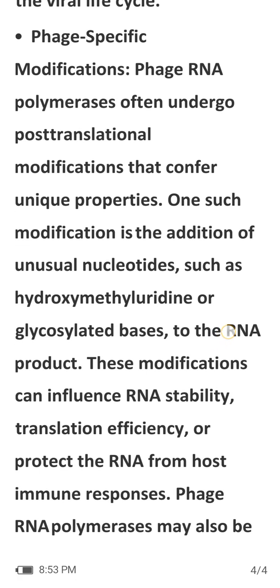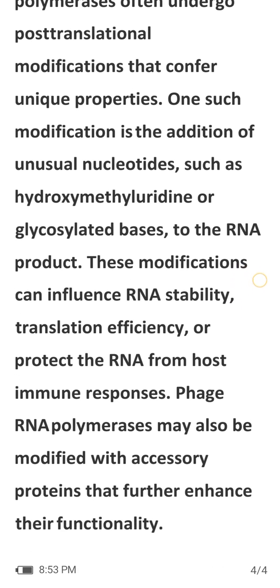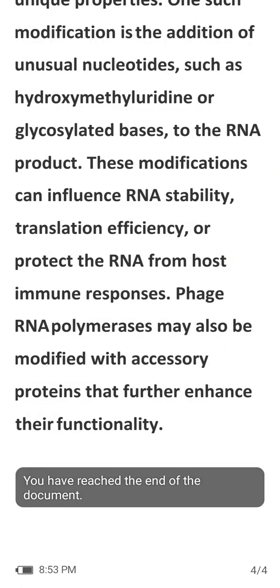Then phage-specific modifications. Phage RNA polymerases often undergo post-translational modifications that confer unique properties. One such modification is the addition of unusual nucleotides such as hydroxymethyluridine or glycosylated bases to the RNA product. These modifications can influence RNA stability, translation efficiency, or protect the RNA from host immune response. Phage RNA polymerase may also be modified with accessory proteins that further enhance their functionality.